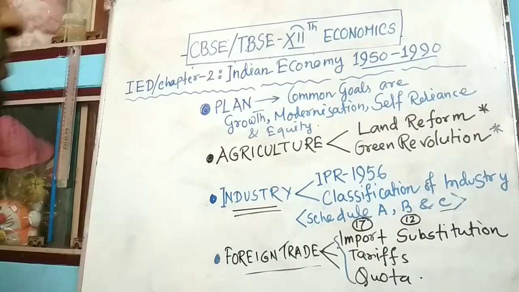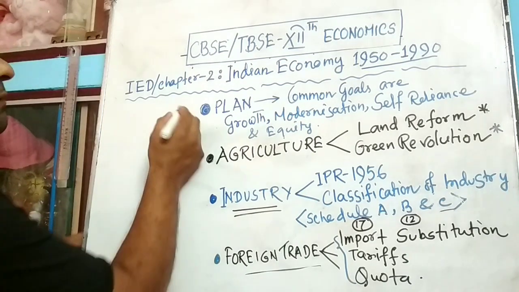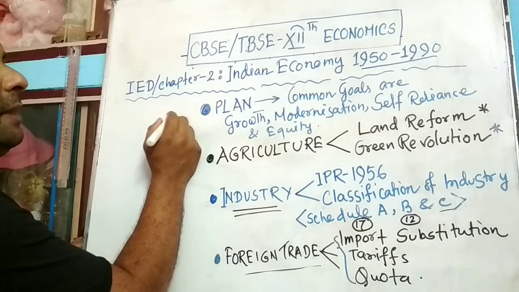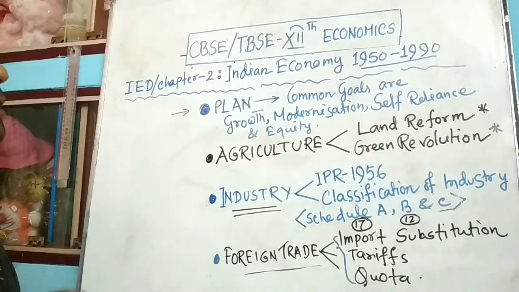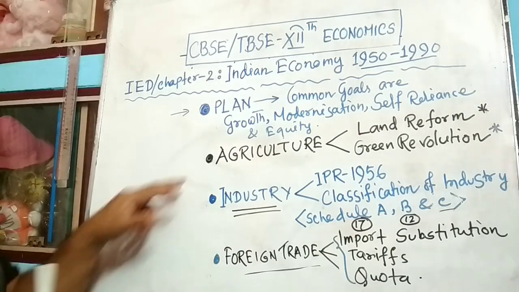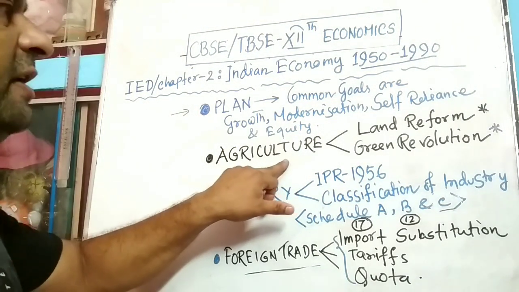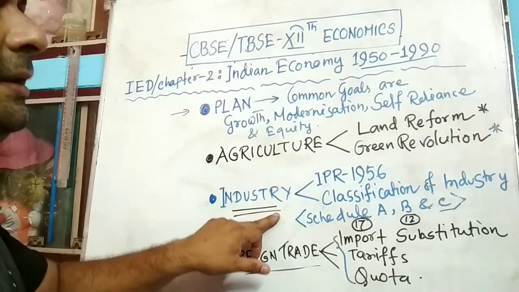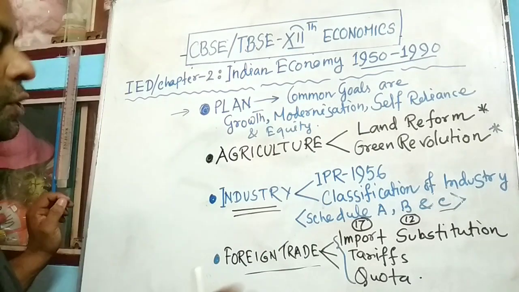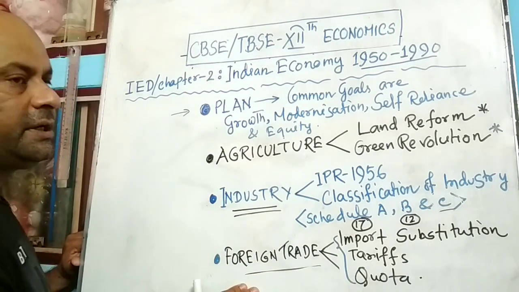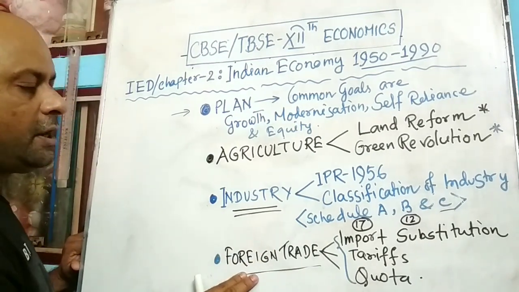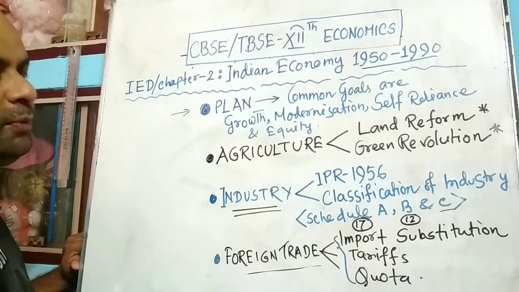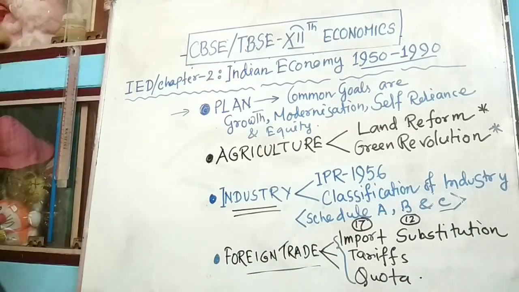So that's all of this chapter. First one is plan. India government took the plan policy for the overall development of the country as early as possible. India government gave emphasis in the first 5-year plan to agricultural development, in the second 5-year plan to industrial development, and to protect our domestic industry, India government took the foreign trade policy. So that's all of the chapter.